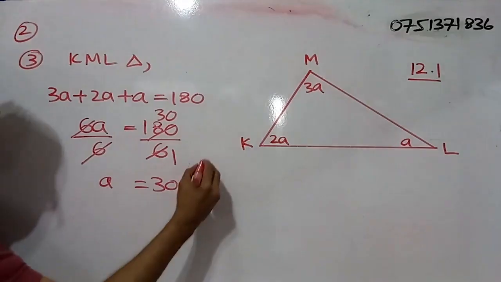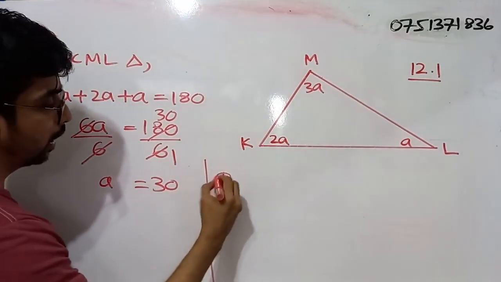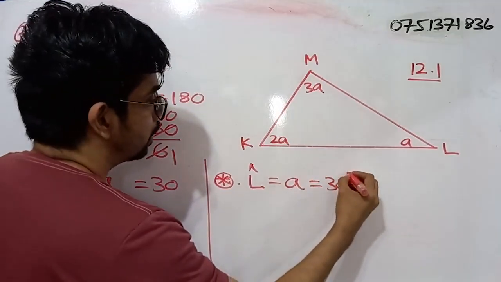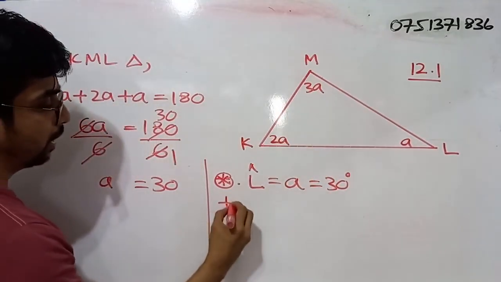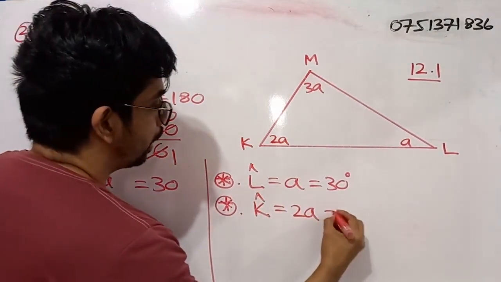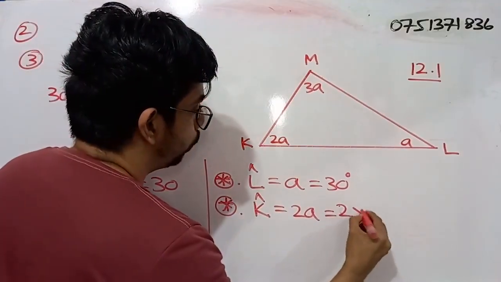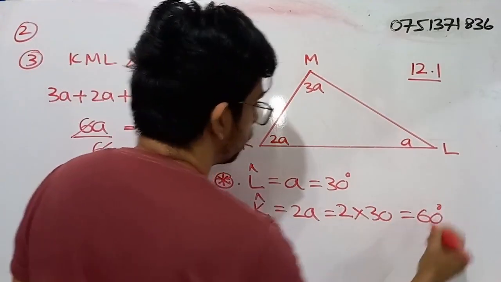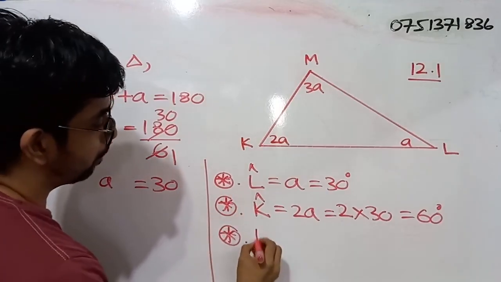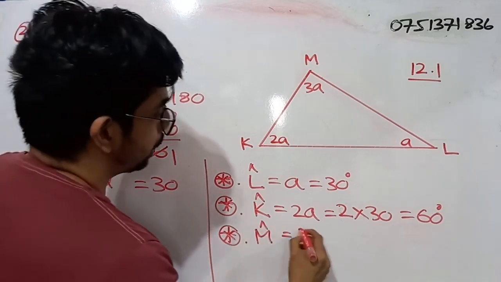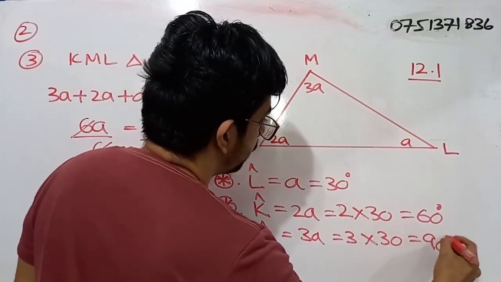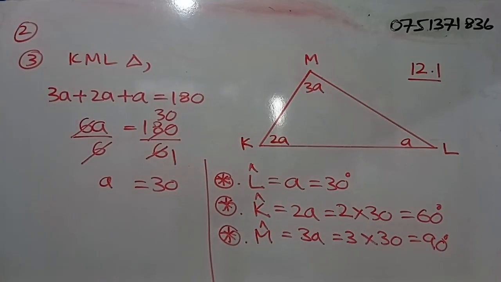That means what? If we take angle L, right, that is A, that means 30 degrees, right? Then if we take angle K, that is 2A, that means what? 2 into 30, which is 60. Then if we take angle M, right, that is 3A, that means 3 into 30, so we get 90 degrees. So those are the answers.